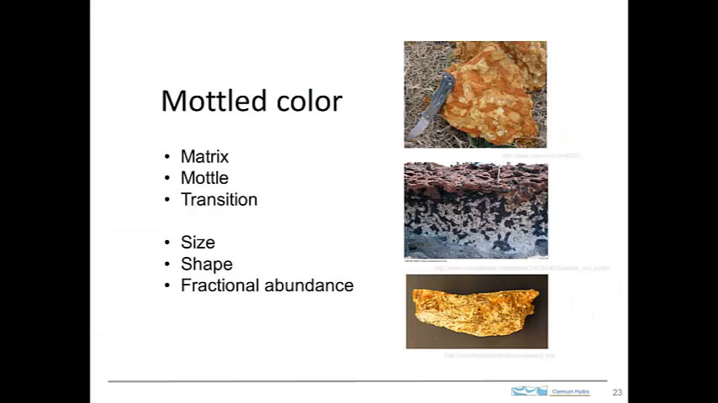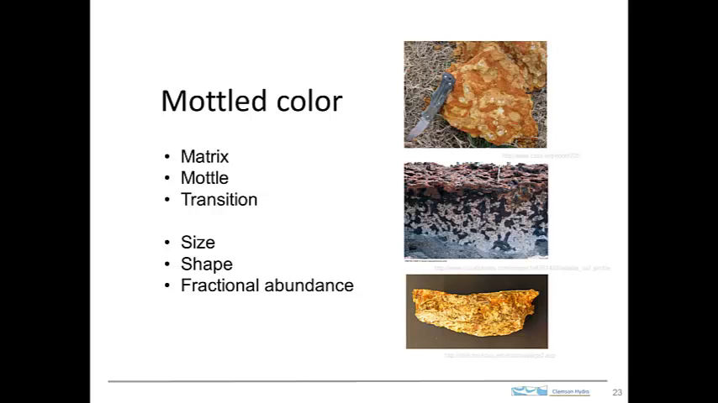So here's some examples of mottled soils, and you can see that there are several different colors in these soils. What often occurs is that there's a base color, like a matrix color, and the mottles are splotches within that matrix. And so you would want to describe the color of the matrix as well as the color of the mottle. And in some cases there are multiple colors involved.